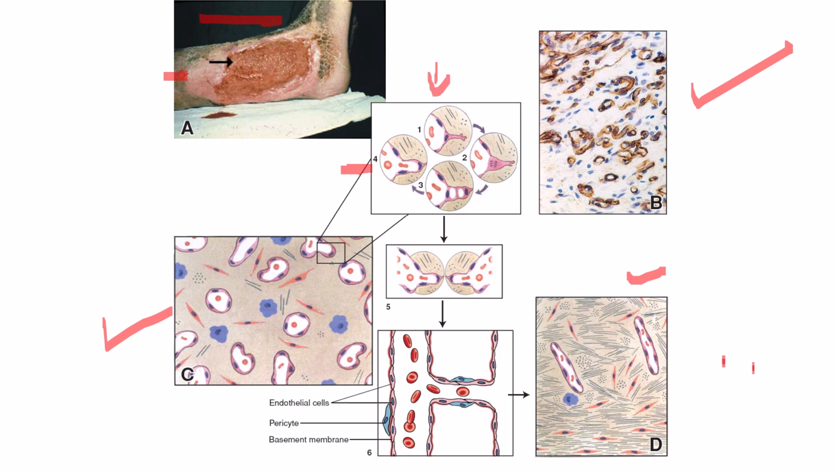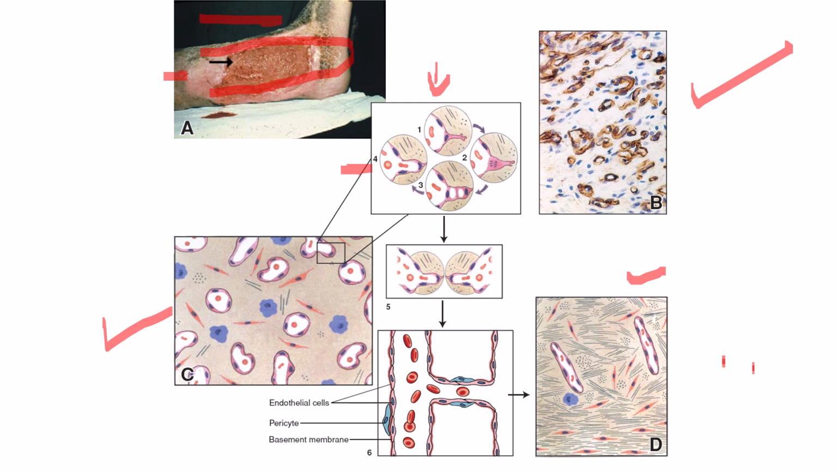So, in this gross picture, over here you can see that this is a skin wound that is covered with granulation tissue. This granulation tissue that is indicated by this arrow appears as a moist red granular surface. The tissue fills the wound and provides a scaffold for further healing, including reepithelialization and remodeling.